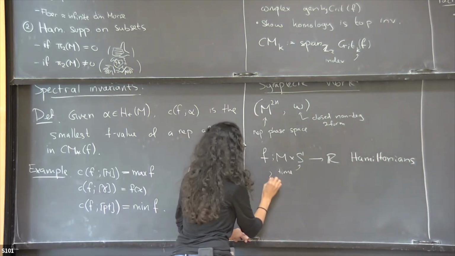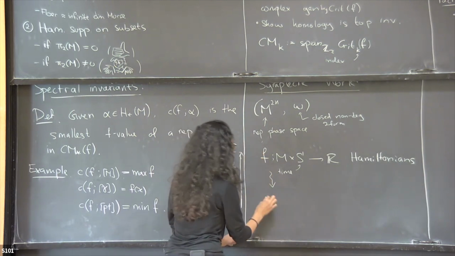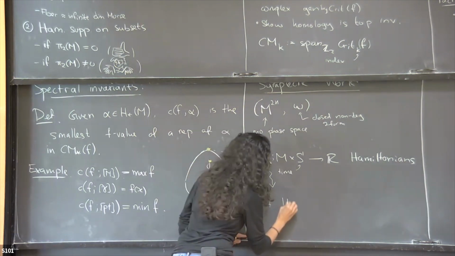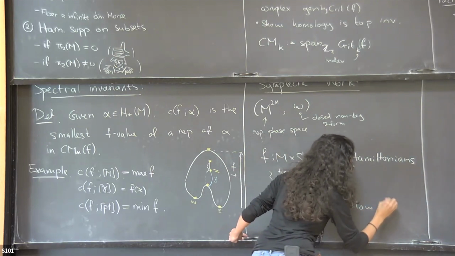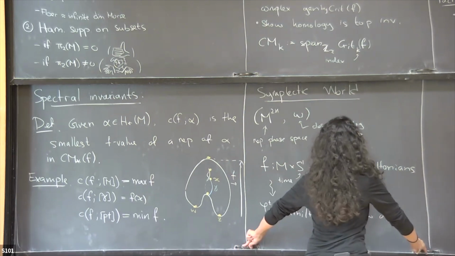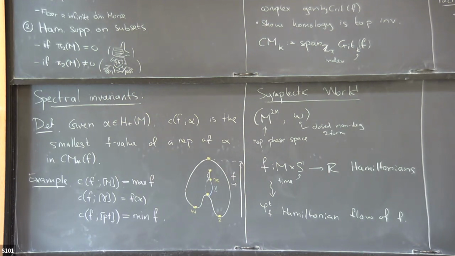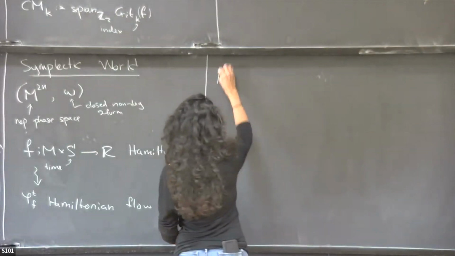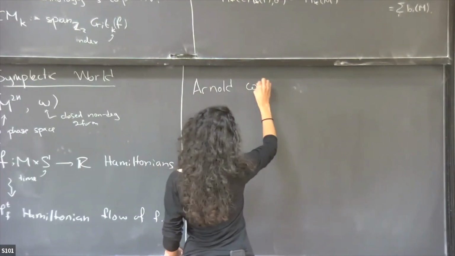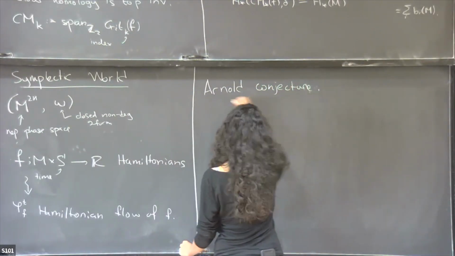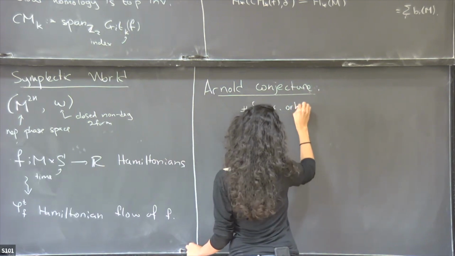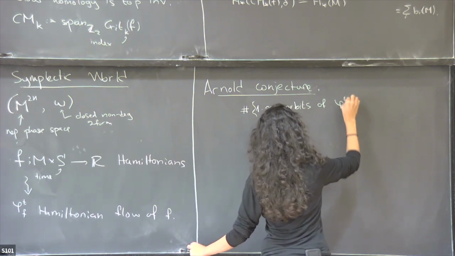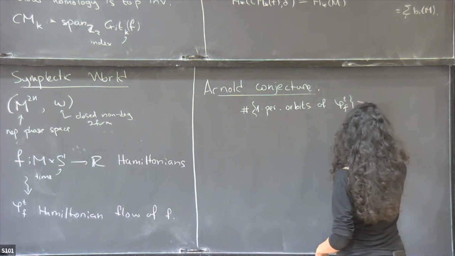And if we solve Hamilton's equations of motion with respect to F, we get a flow on the manifold, which represents the physical flow. And this is called the Hamiltonian flow of F. So now we have a flow, an interesting one. And one very natural question we can ask is: does it have a periodic orbit, and how many? And this question is addressed by Arnold's conjecture, which states that the number of one periodic orbits of a Hamiltonian flow is at least the sum of Betti numbers.